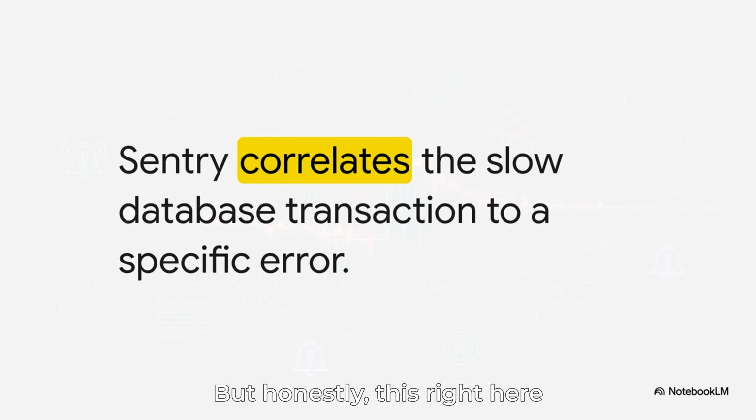But honestly, this right here is the holy grail of observability: correlation. Sentry actually connects that 8-second slow transaction directly to a corresponding error. So if a long-running database query eventually causes an API timeout error, you get to see both the slow performance span and the resulting crash on the exact same trace timeline. It gives you the complete diagnostic narrative in one unified view.